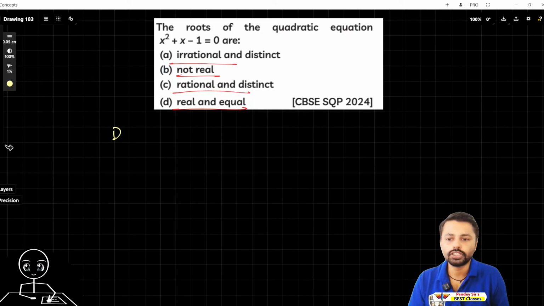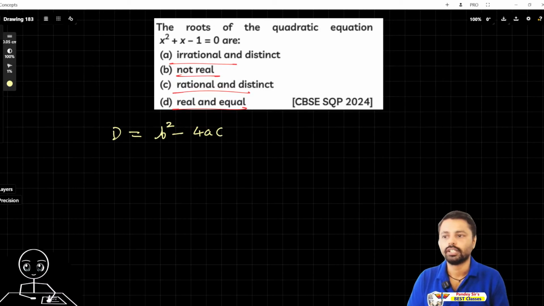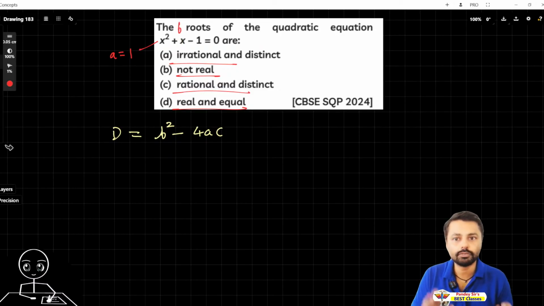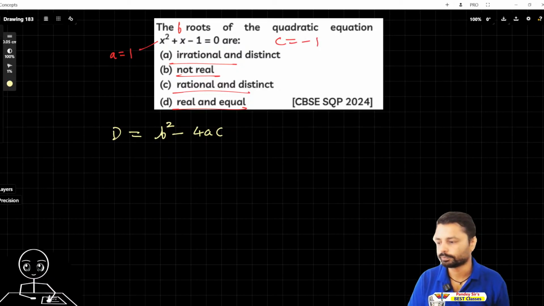So what is the formula for discriminant? D equal to b square minus 4ac. Now let's find what is what. Here a is 1, b is also 1. Where nothing is written, it means 1, and this is minus 1. So c equal to minus 1. Let's put those values.